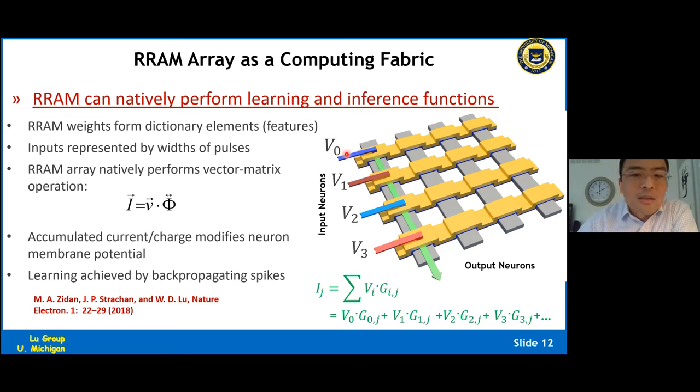Then you can apply a vector of inputs. You have the first input, the first element in the vector, plus a second input, a second voltage pulse in the vector. The second element of the input will be multiplied with the second weight value in the weight vector. The final current output, through Kirchhoff's current law, exactly represents the vector-vector dot product output.